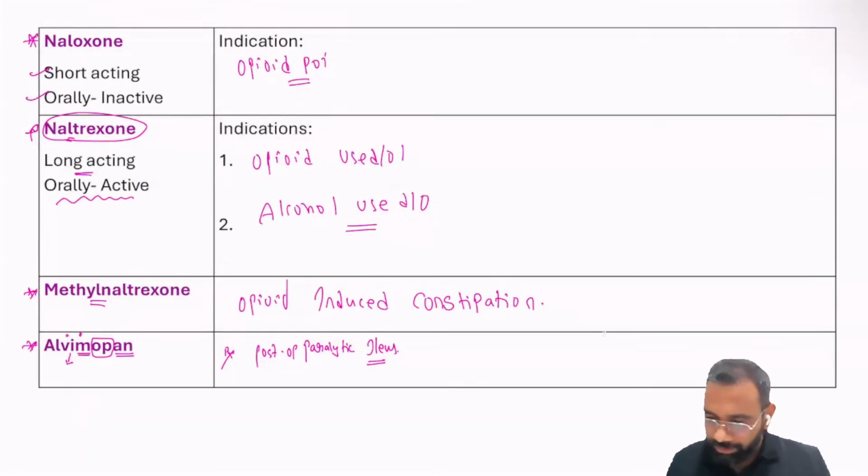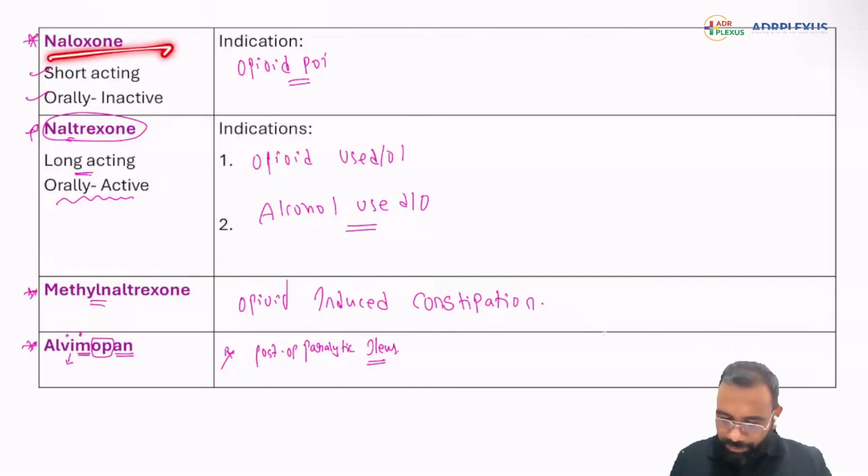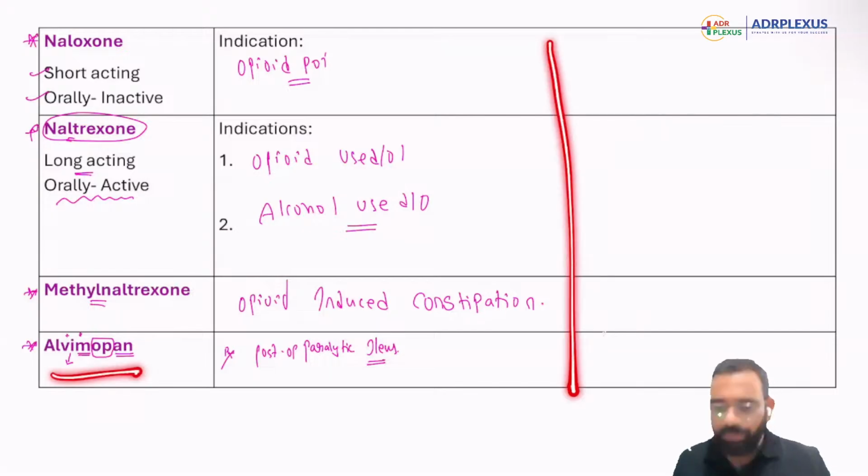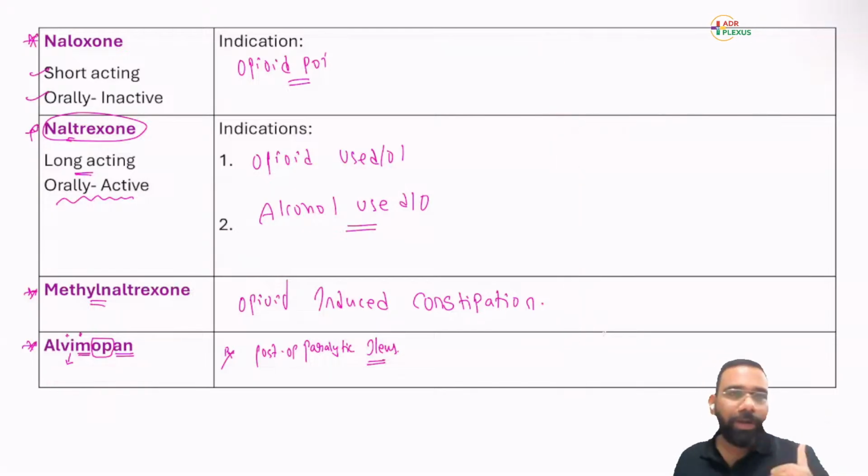Fantastic, no? Nice. So that's all about naloxone, naltrexone, methyl naltrexone, and alvimopan. A very important one, opioid antagonists and their characteristic uses. That's all, nothing much. That's all about the opioids part.